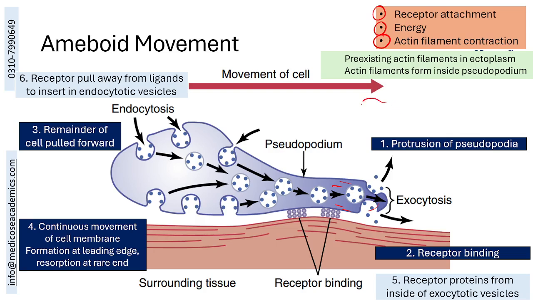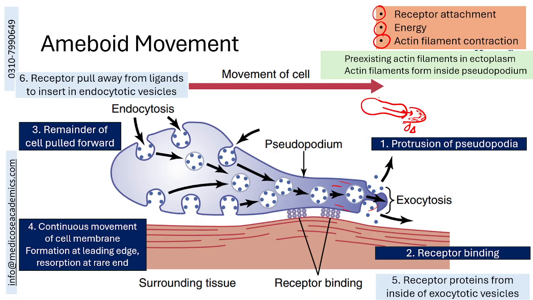First of all, this is the cell. Number 1, there is protrusion of a pseudopodium. Actin filaments will organize into it specifically. Number 2, it will bind to a receptor. Number 3, the remainder of the cytoplasm will move forward.